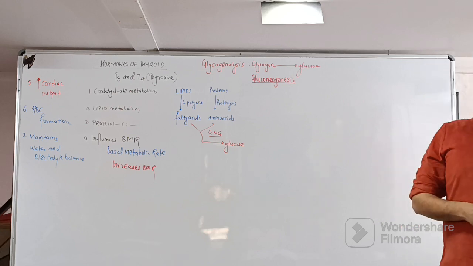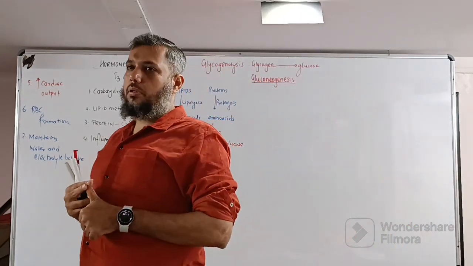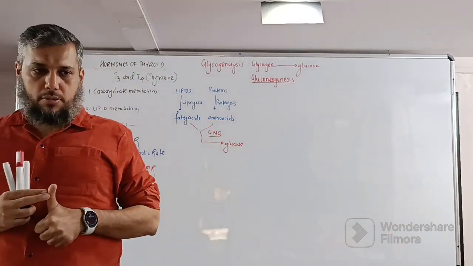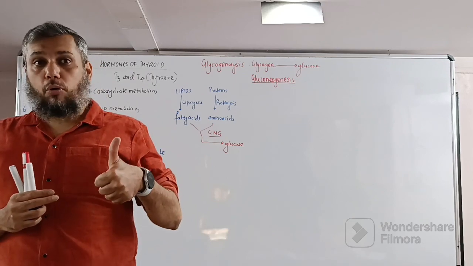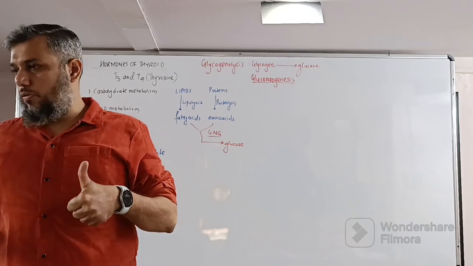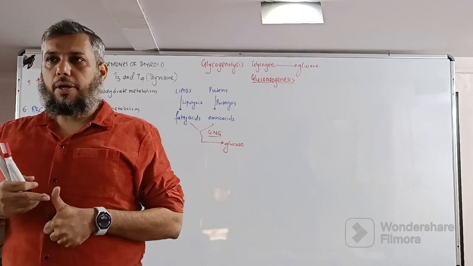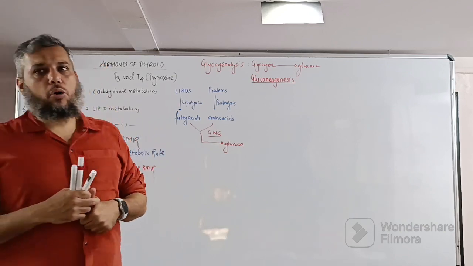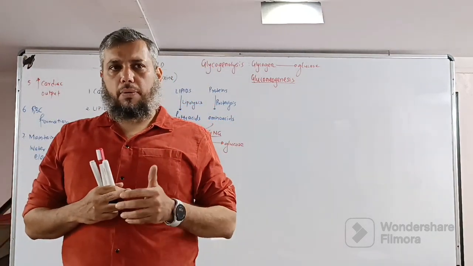Other than that, the functions not mentioned in the NCERT text are: 1. Metamorphosis. Okay, you remember metamorphosis? You remember tadpole changes into a frog. That is called as metamorphosis. So who helps in metamorphosis? Thyroxine. Okay.